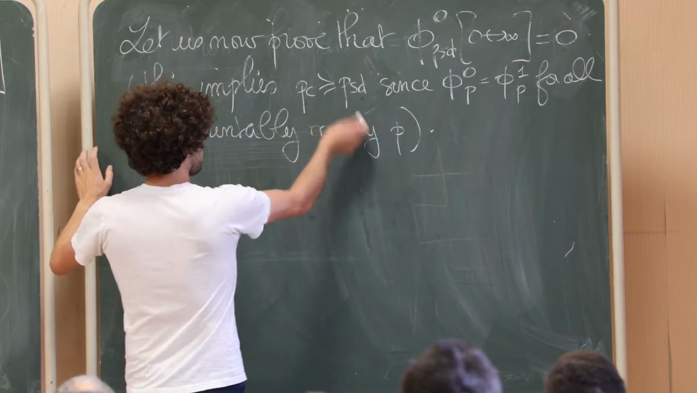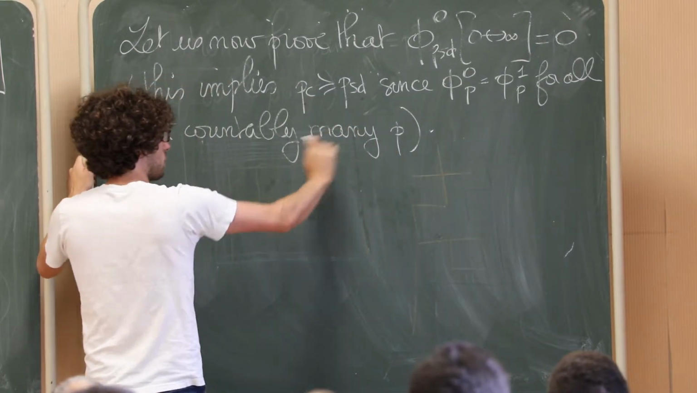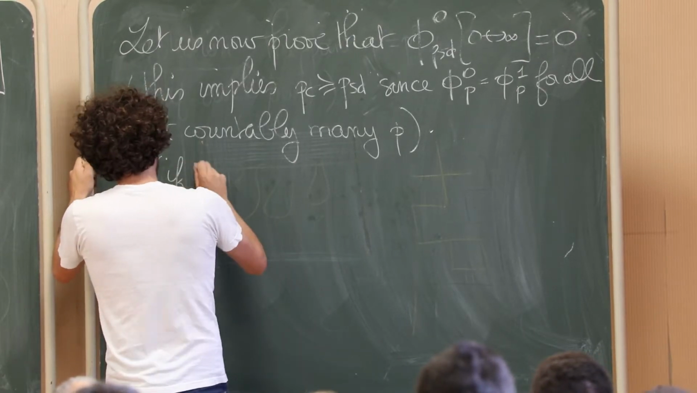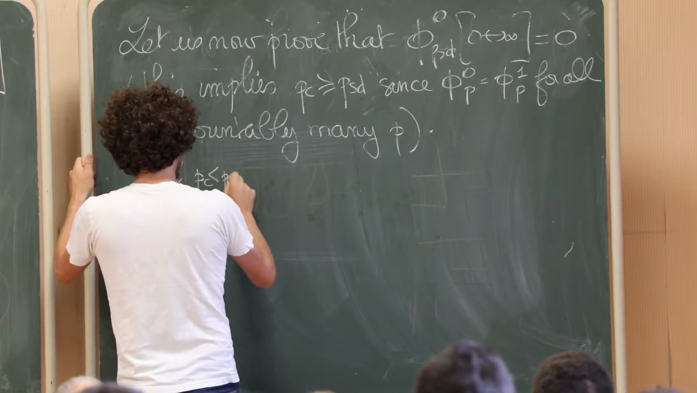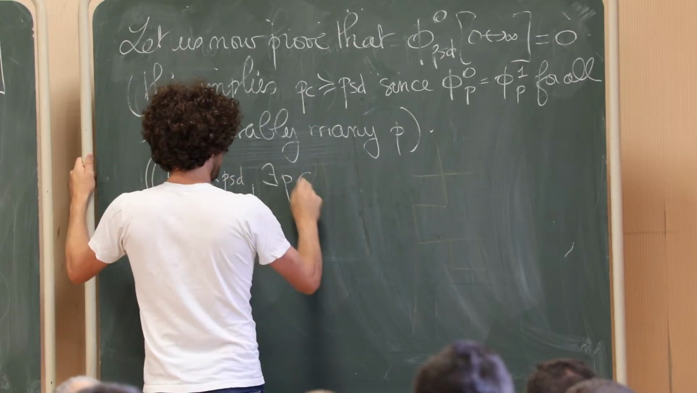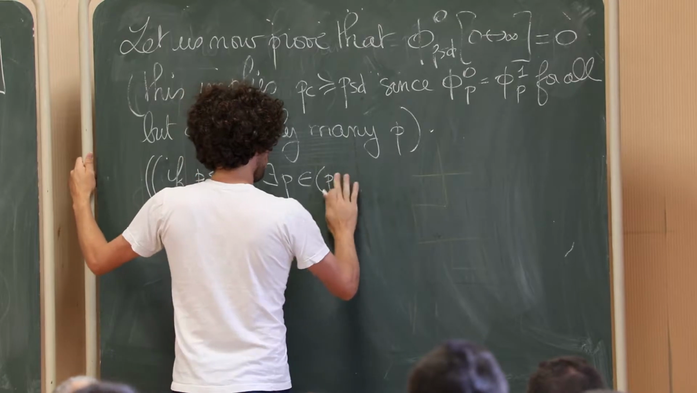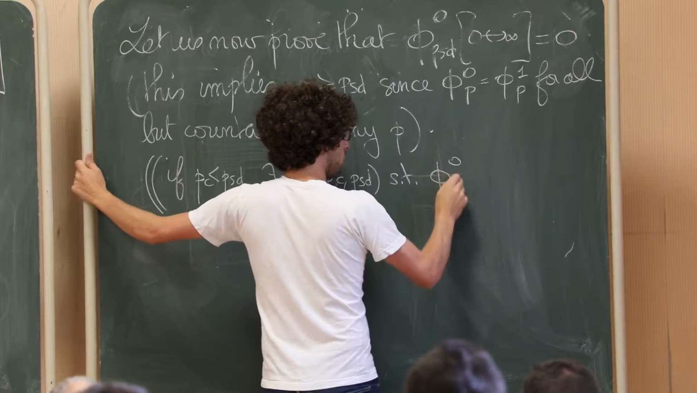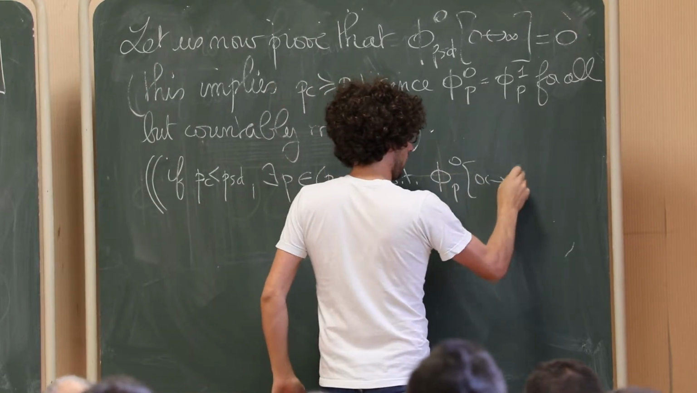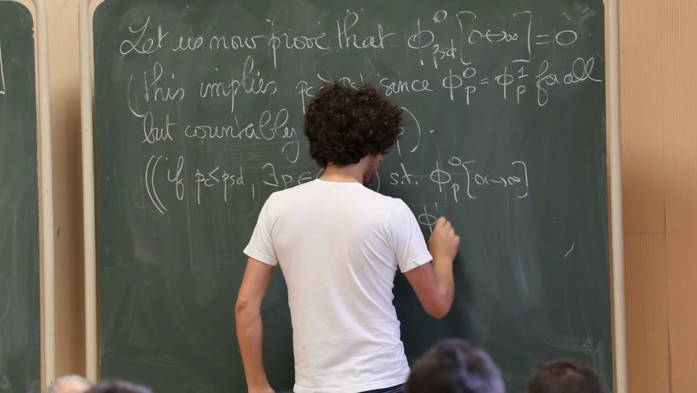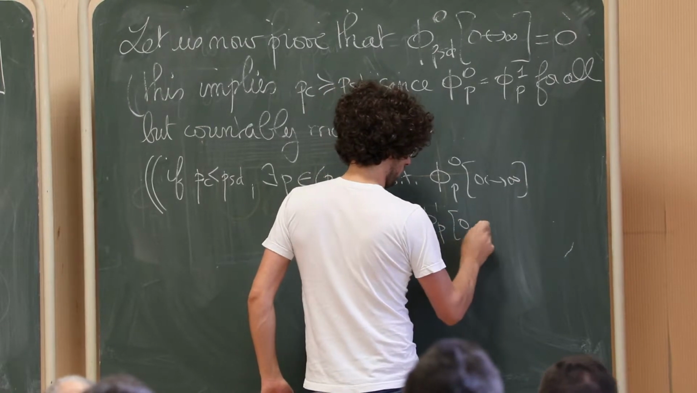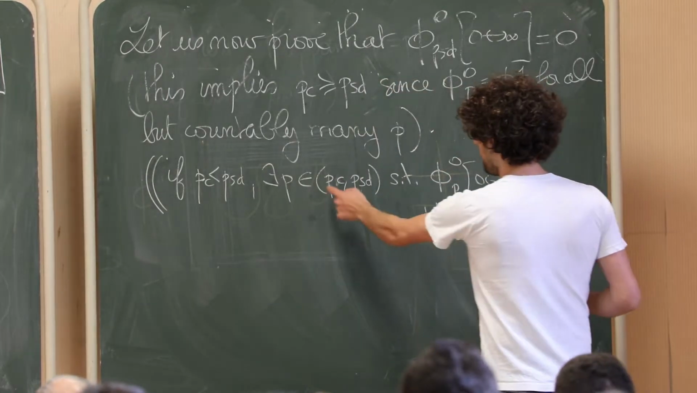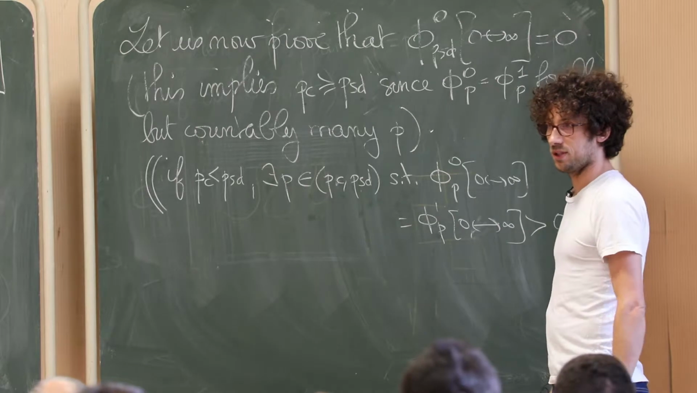Okay, maybe let me just draw this, explain this. So it's a double parenthesis. If PC is smaller than P self-dual, there exists a P in between such that phi 0p is equal to phi 1p. But phi 1p, if p is larger than pc, is strictly positive.